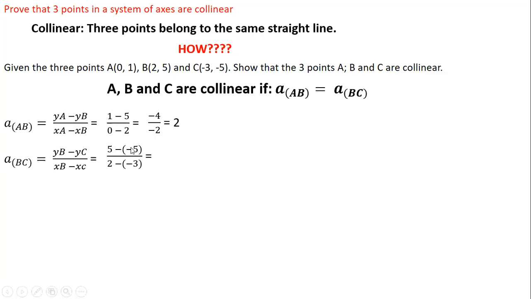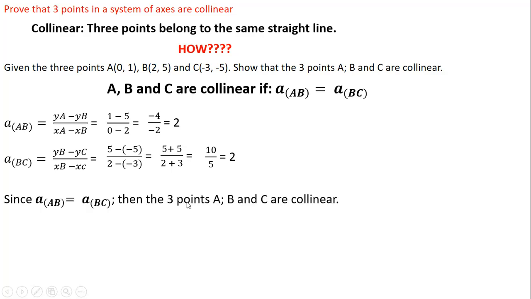I replace it between parentheses. XB is 2 minus XC, which is minus 3. I replace it between parentheses. Negative times negative is positive, and negative times negative is positive. So 5 plus 5 is 10. 2 plus 3 is 5. 10 over 5 is also equal to 2. As you can see, the slope of line AB is 2. The slope of line BC is 2. Since the slopes are equal, then the 3 points A, B, and C are collinear.